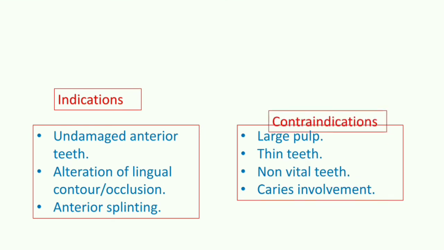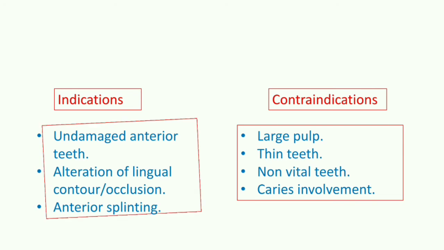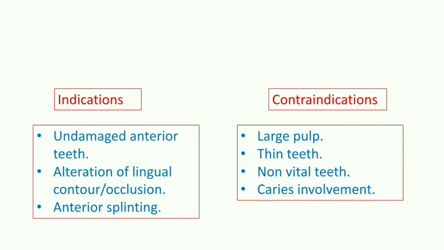Now what are the indications and contraindications of Pinledge retainers? Undamaged anterior teeth, that is, the anterior tooth should be sound. Alteration of lingual contour or occlusion, if we have to alter the lingual surface or occlusal surface for a straight line or whatever is the reason, then we can give this Pinledge retainer. And for anterior splinting, where we are splinting wires from the lingual surface, then we can give this type of retainer. Now what are the contraindications? Where there is a large pulp, thin teeth, non-vital teeth, and caries involvement.